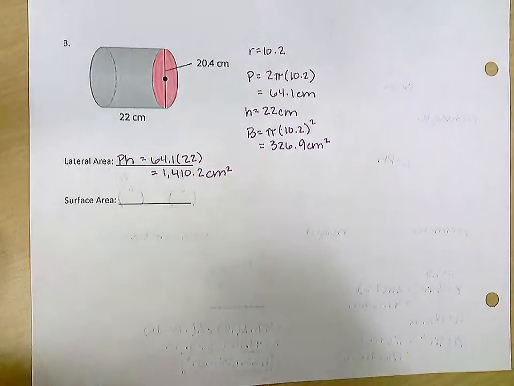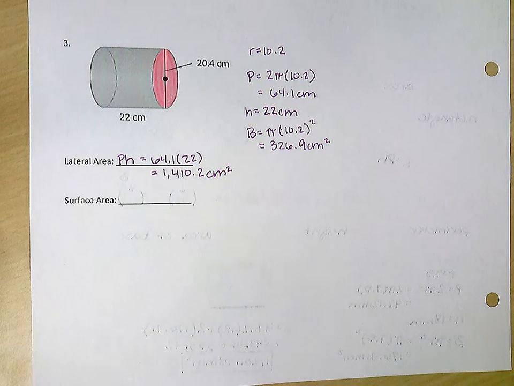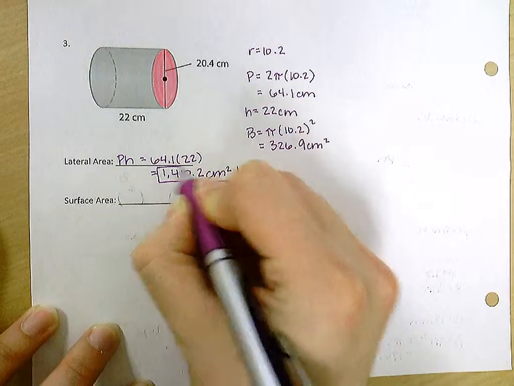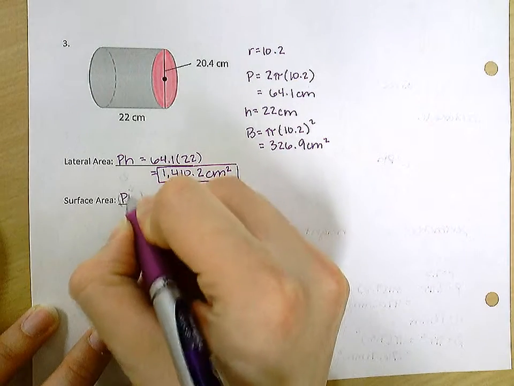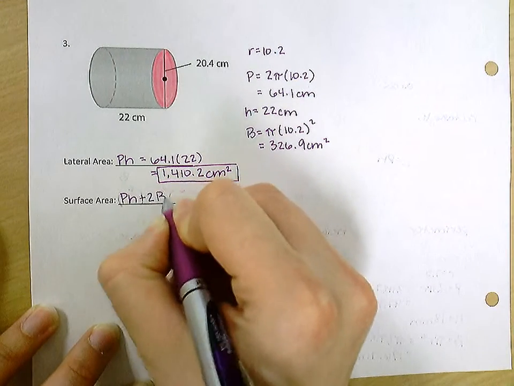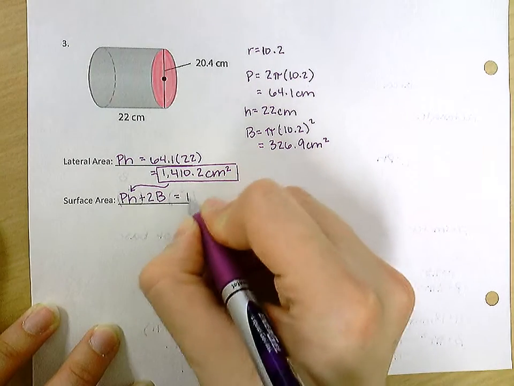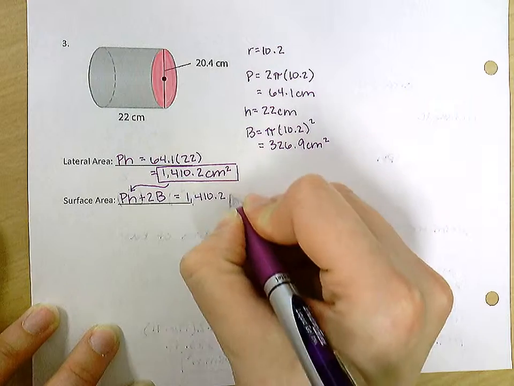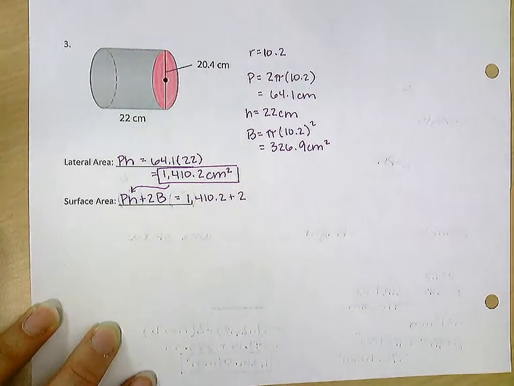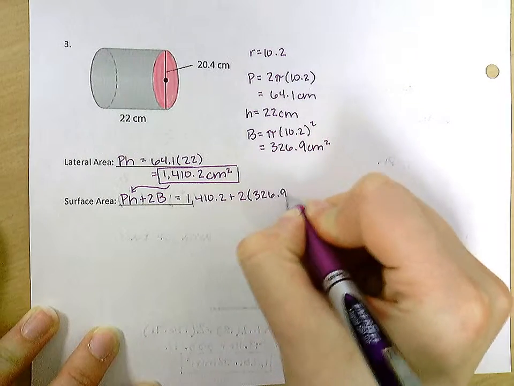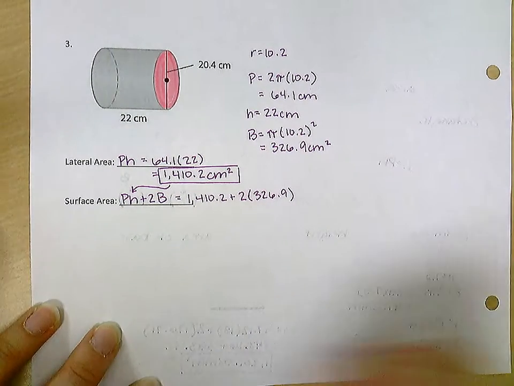All right, so from here, I'm almost done, so you guys can work on your homework. Okay, from here, I have P times H plus 2B. Plug in what you found for lateral area. Add 2 times the area of the base, which is 326.9.